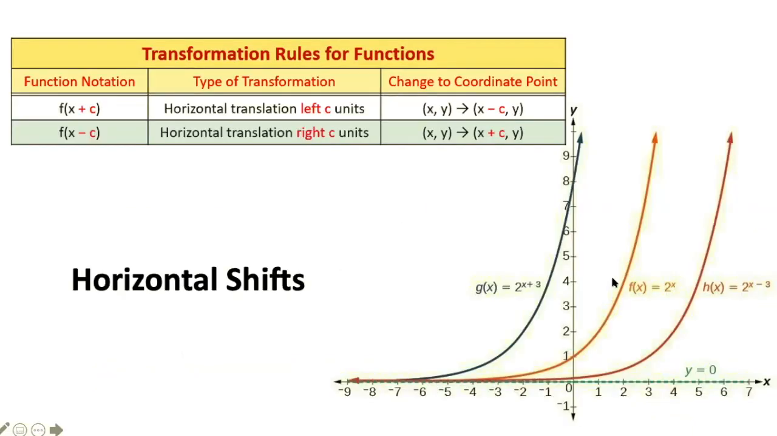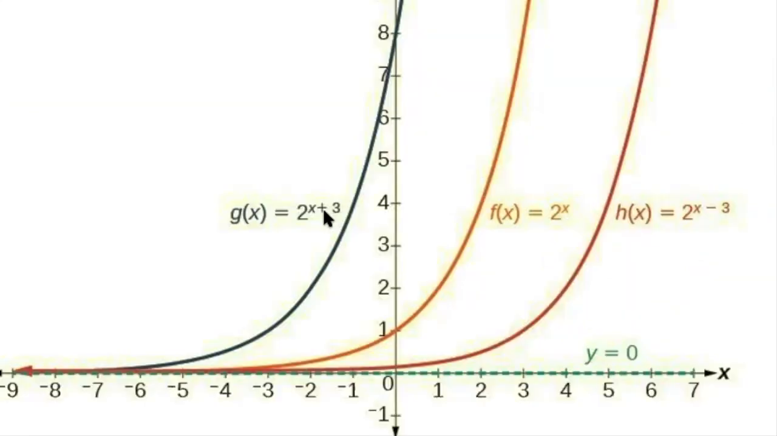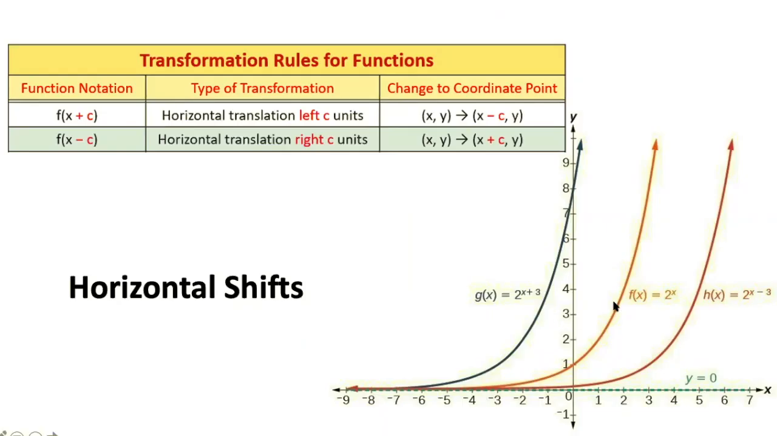In this case, we have our orange graph. We have our horizontal asymptote, y equals 0. If I put the +3 inside the function, that's going to look like it being in the exponent, as opposed to being a big +3 at the end, which is the vertical shift. You can see that the graph has been moved left 3 units, which does not affect your horizontal asymptote.